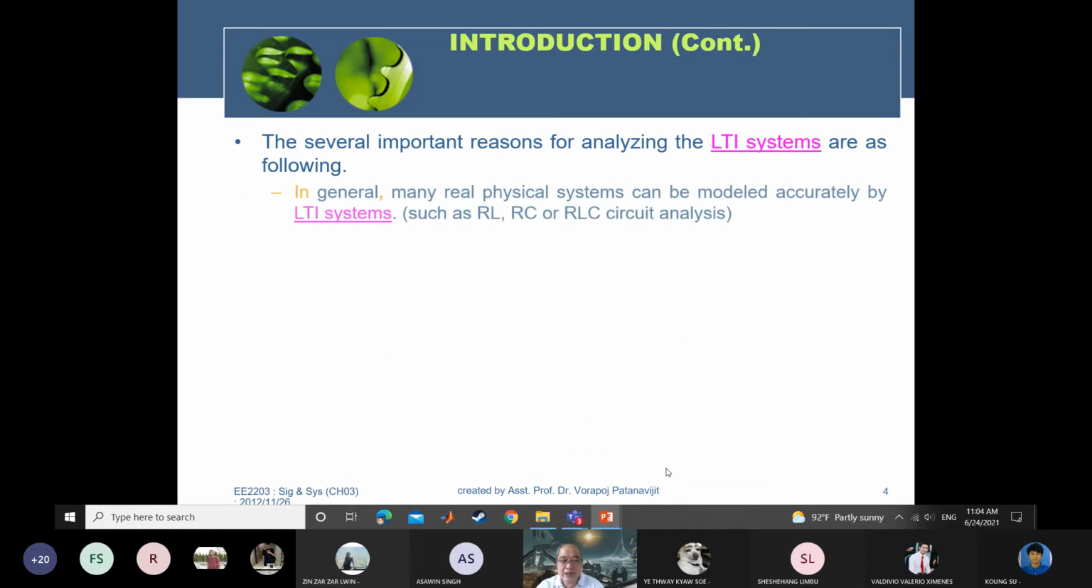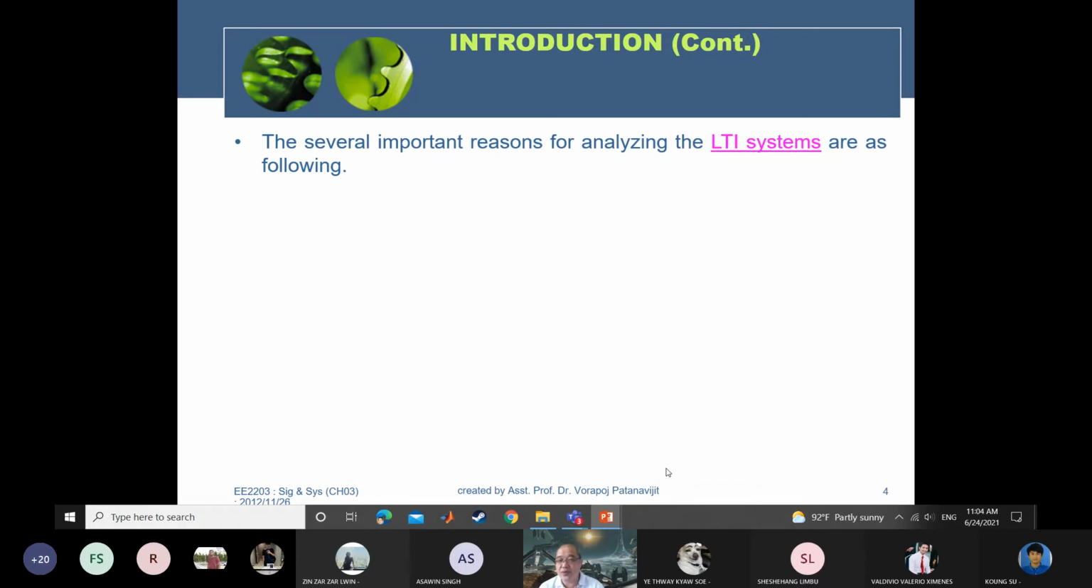Now in this case, we may have the question: why do we concentrate on the linear and time invariant system?